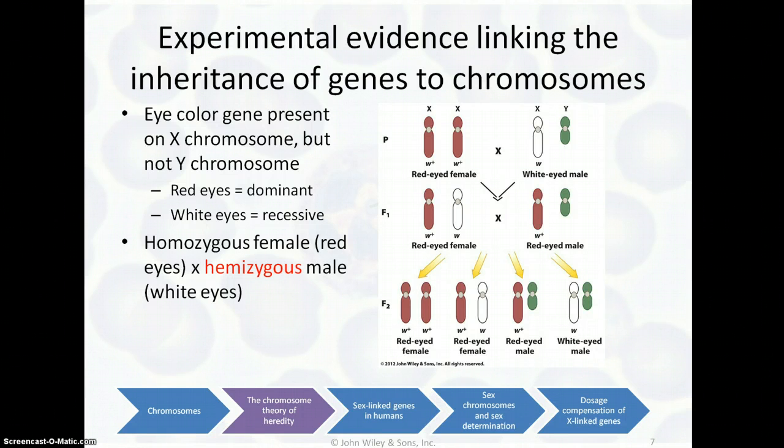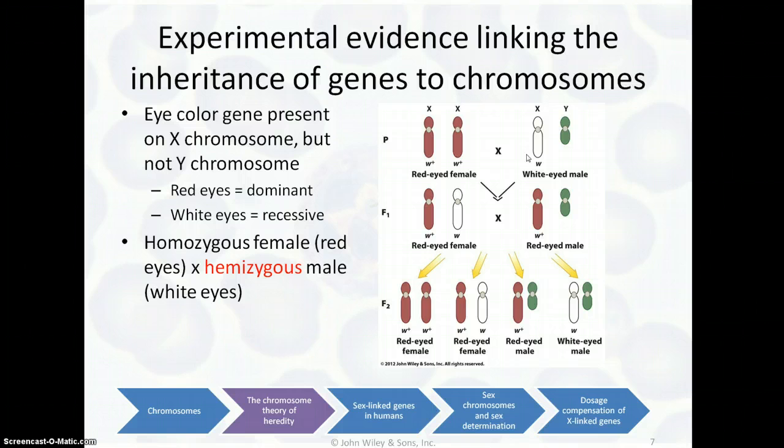The first thing he did was cross a homozygous female with red eyes with a hemizygous male with white eyes. Hemizygous refers to the fact that males only have one X chromosome. Because of that, and because these sequences are different than what we see on the Y chromosome, males can't be homozygous or heterozygous for a trait on the X chromosome because they only have one. So we refer to them as hemizygous. That's important here. And this is why, as I mentioned earlier, recessive traits that are on the X chromosome will show up in hemizygous males because there's only one X chromosome.